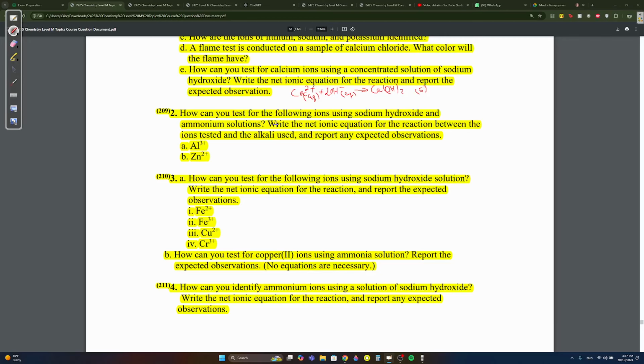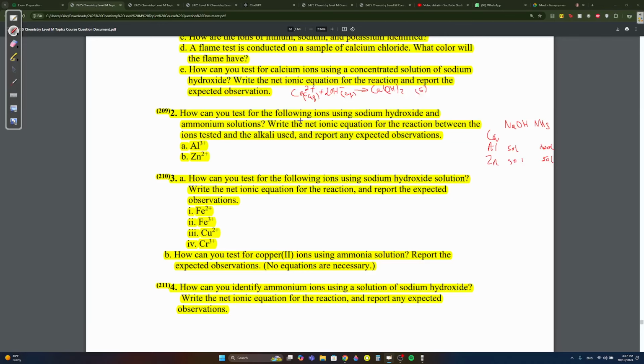This is the net ionic. Okay, so remember we said for aluminium, and you have NaOH and NH3. Let's skip to aluminium. We said it's soluble, insoluble, and then soluble, soluble.